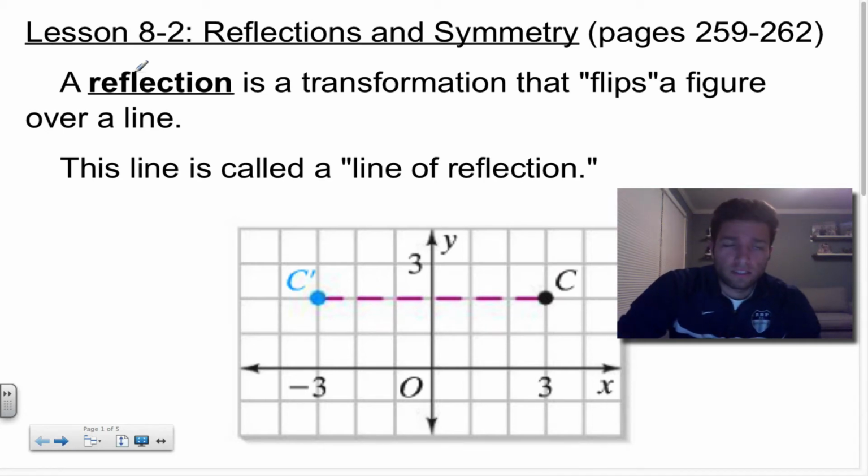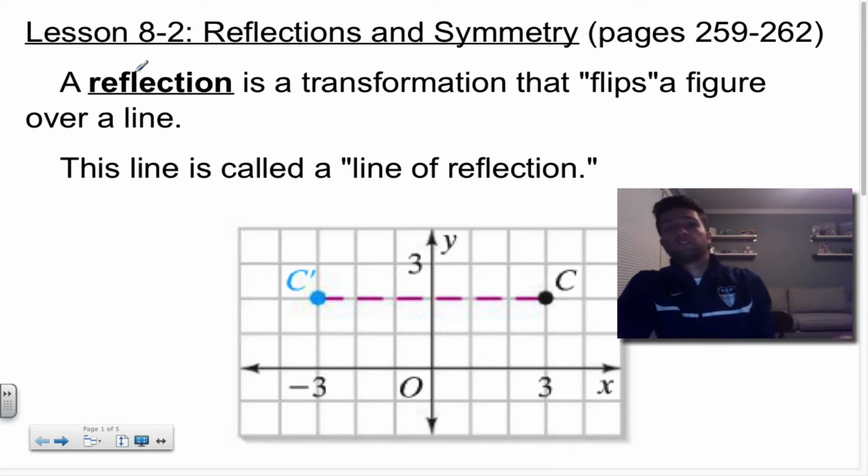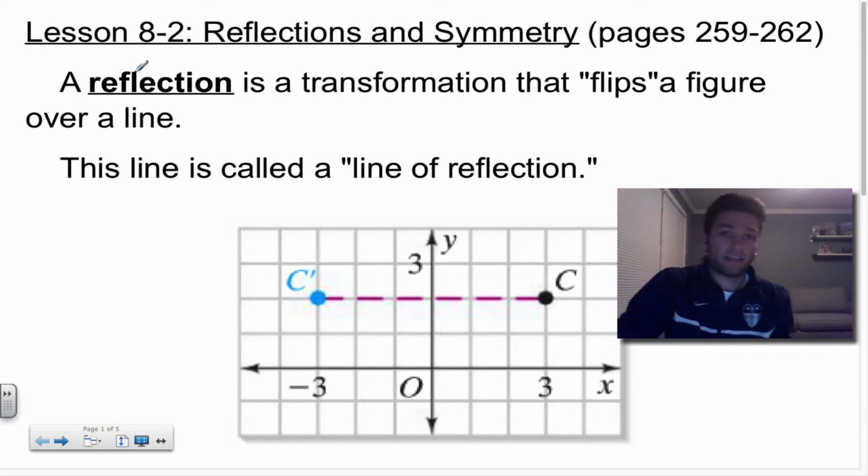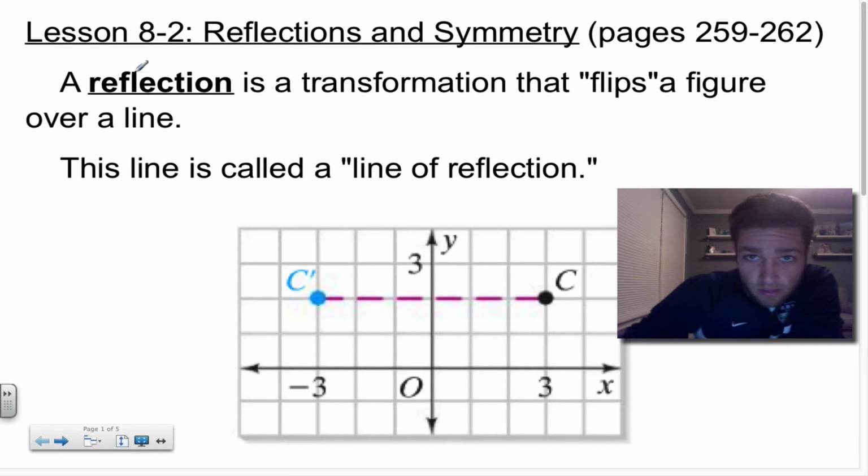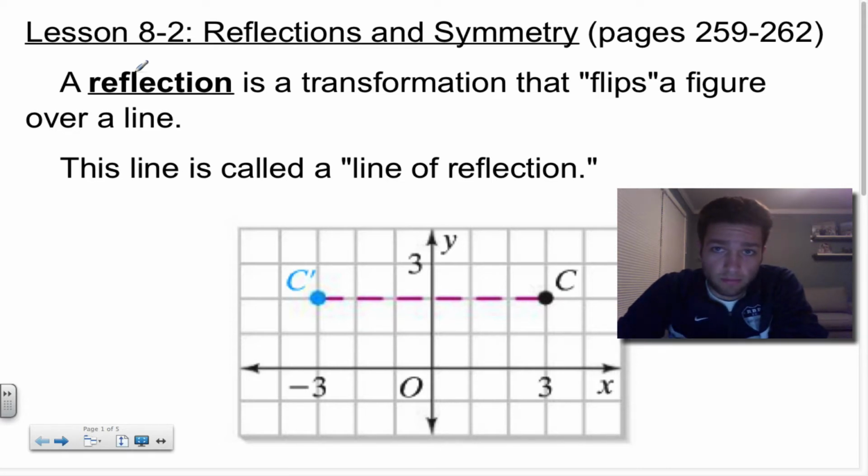C. This is Chapter 8, Lesson 2 on reflections and symmetry. So we talked about our first transformation yesterday. That was a translation, also known as a slide. And this one is reflections, and we'll briefly talk about symmetry as well. So a reflection, let's get started off.